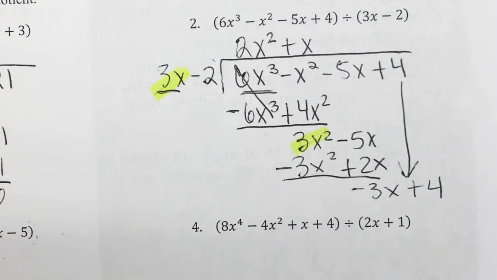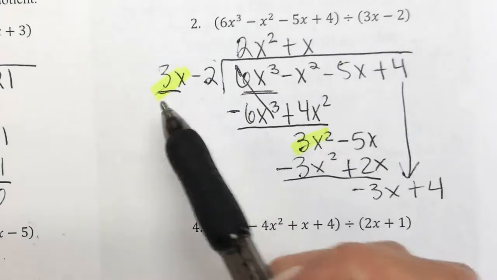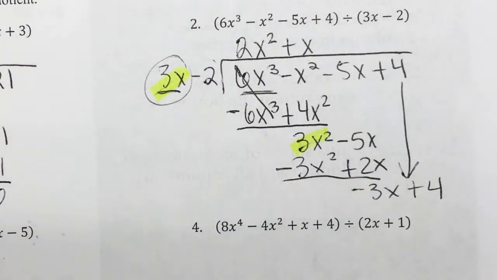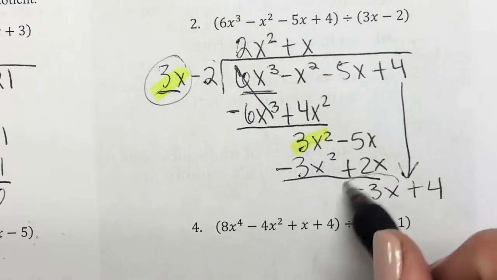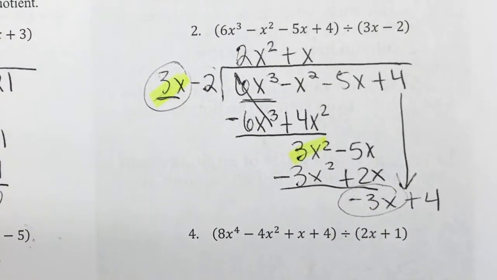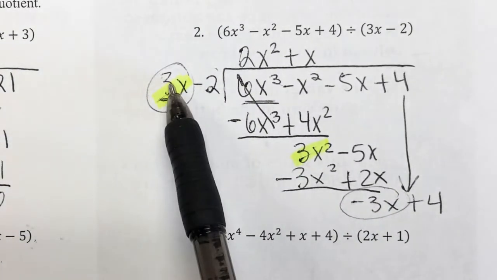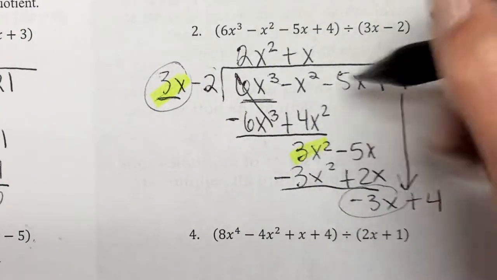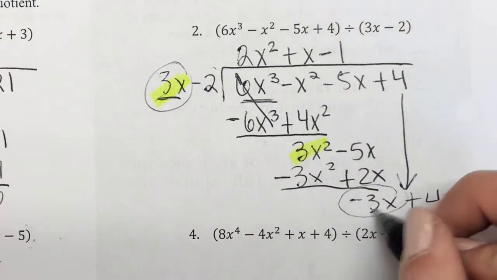Can I get some help? No. What's the first term here? 3x. First term down here. Oh, negative 3x. Alright, so Justin, what do I need to multiply this 3x by to get negative 3x? 1. Not just 1. Oh, negative 1. Yes. So that'll give me 3x.